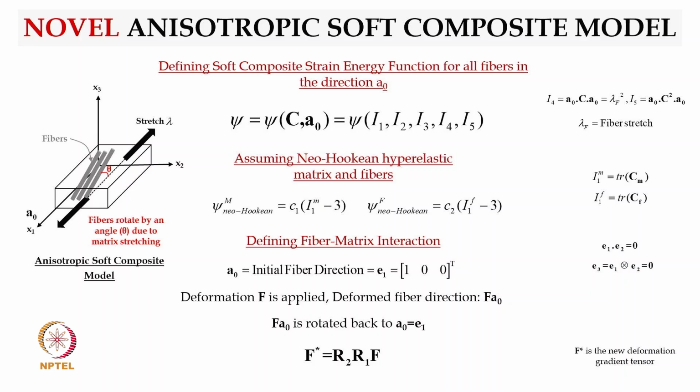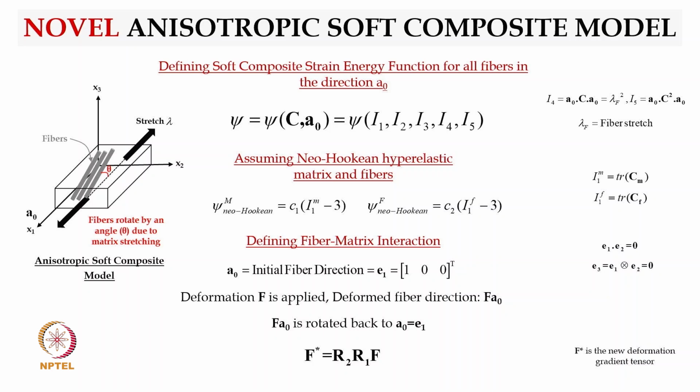Whatever it is, due to that initial A naught direction of fiber location, what is going on in the system is what we are trying to establish through a new strain energy function, which is given as a function of C, the Cauchy-Green strain tensor, as well as A naught, the initial direction of the fibers. So these are the two functional components which are important. That leads us to psi, the strain energy function, becoming a much more complex function of the invariants I1, I2, I3, I4 and I5.